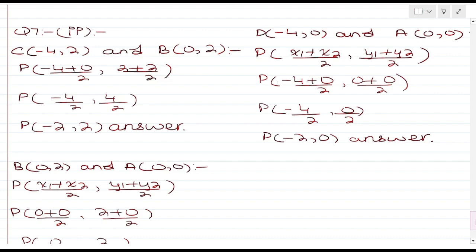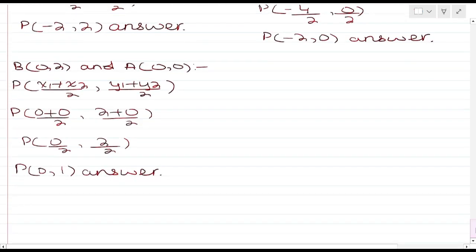In the last part of this exercise of question number 7, here we have point B and A, which is 0 comma 2 and 0 comma 0. So x1 plus x2 divided by 2 comma y1 plus y2 divided by 2. 0 gets added with 0, that results in 0. 2 added with 0, that results in 2. So our point will be 0 comma 1, as 2 by 2 is 1 and 0 by 2 is 0.